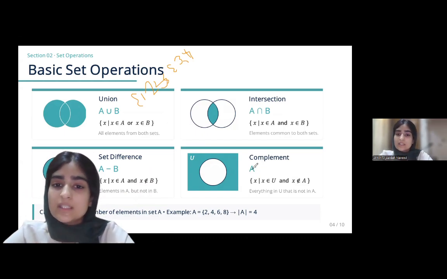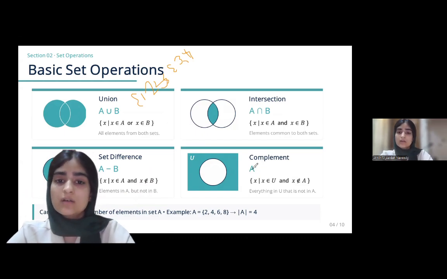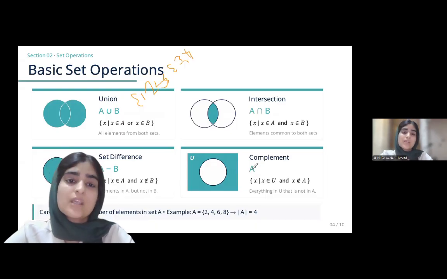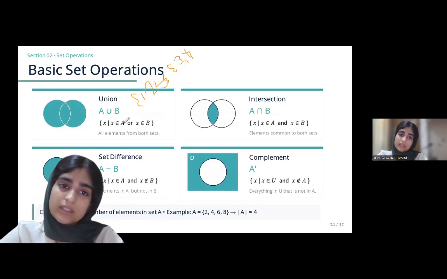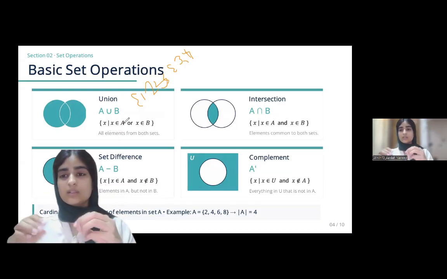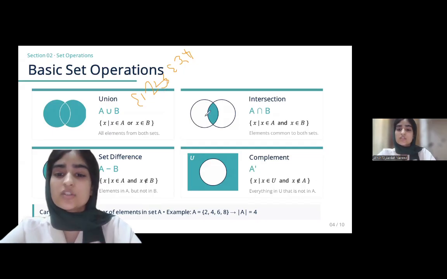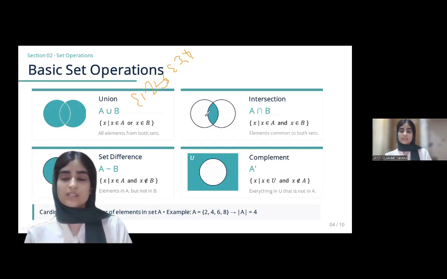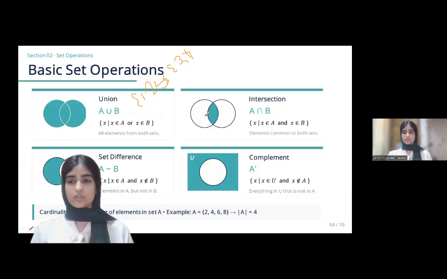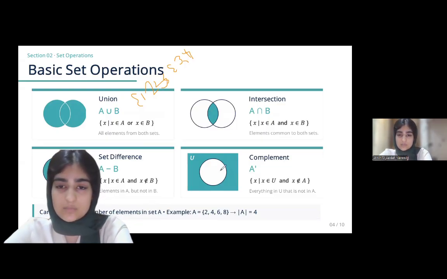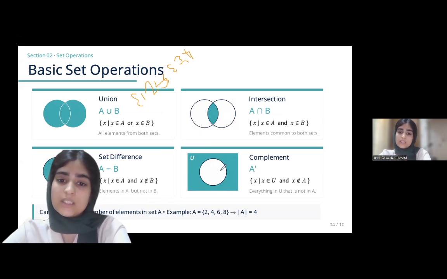So it will be a set of all the elements in the universal set, excluding those that are elements of set A. Okay. So the union gives us a combination of all the sets' elements. Intersection gives us only those elements which are in both the sets, and set difference gives us elements of one set which are not a part of the other set. Complement gives us all the elements which are in the universal set but are not in A.